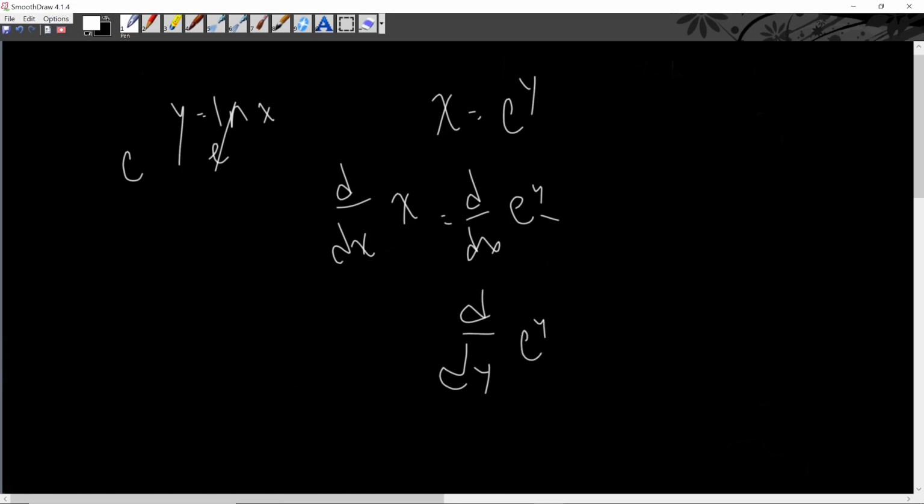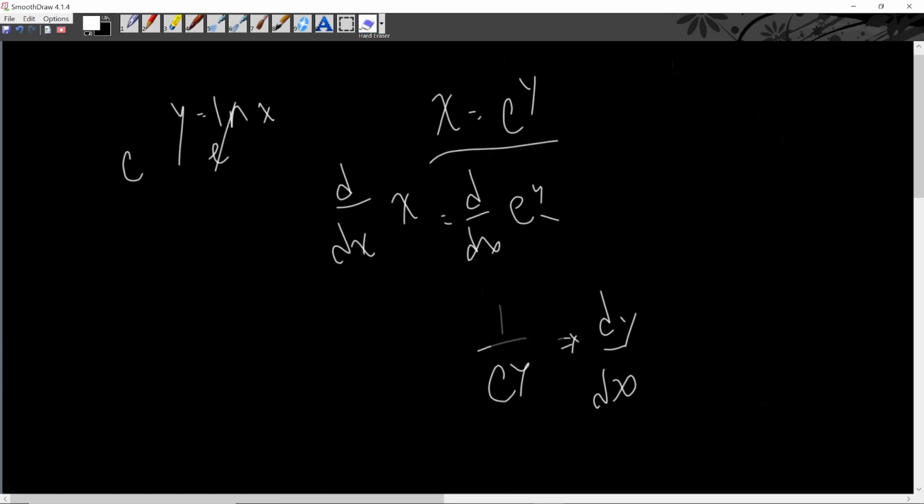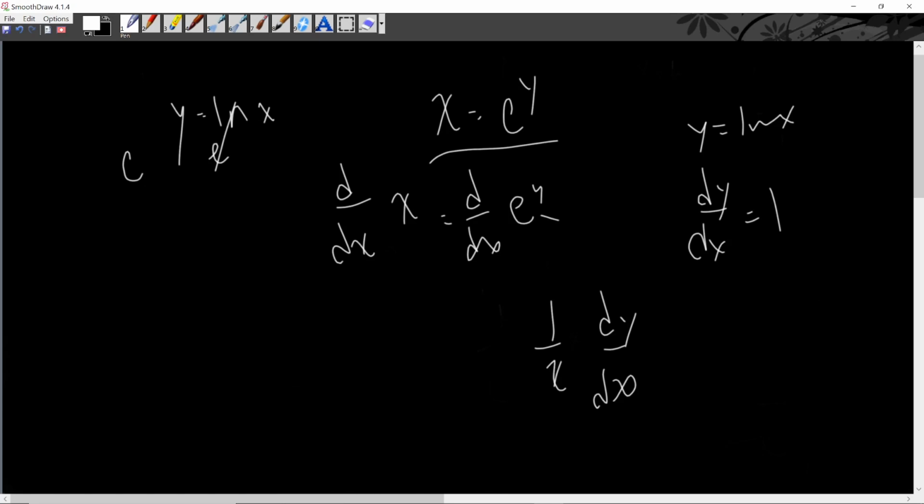So we'll have e to the y times dy dx, and then, as we said, derivative of x is going to be 1. So, derivative with respect to y of e to the power of y, as we said, e to the power of x, that derivative is just e to the power of x. We have e to the power of y, and then we divide both sides by e to the power of y, so we get dy dx is equal to 1 over e to the y. And as we set up here, x equals e to the power of y, so dy dx is equal to 1 over x. So if y equals ln x, if you differentiate both sides with respect to x, you'll get dy dx is equal to 1 over x.